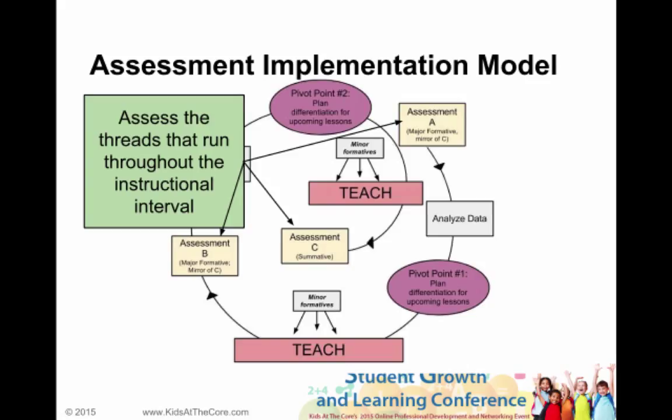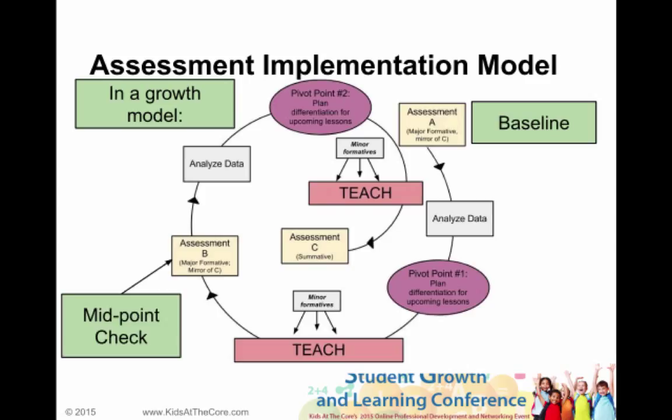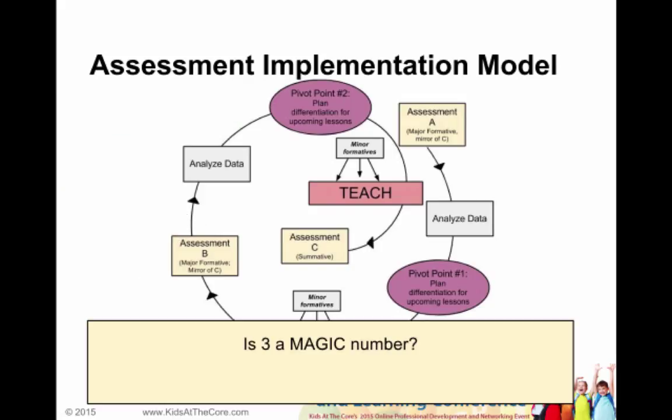So what we're doing is we're really assessing threads that run throughout the instructional interval. In a growth model, Assessment A becomes the baseline, Assessment B is like a midpoint check, and Assessment C is that final post-test or the final assessment.